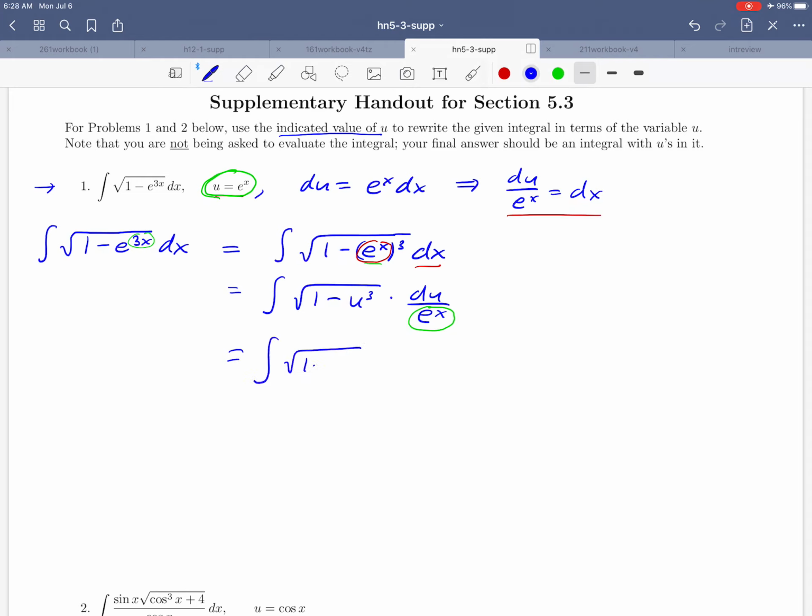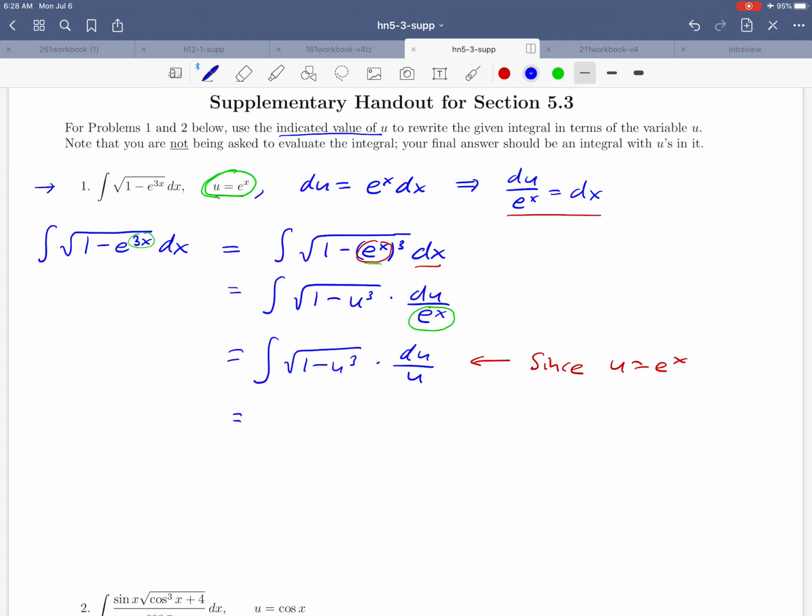So our integral is going to become the square root of 1 minus u cubed times du over u. I'm going to remind you of why that's true. We're just making the observation that u is equal to e to the x, and so we did one more substitution. At this point, we're essentially done with the problem. We've taken our integral and transformed it into an integral that has u's in it.